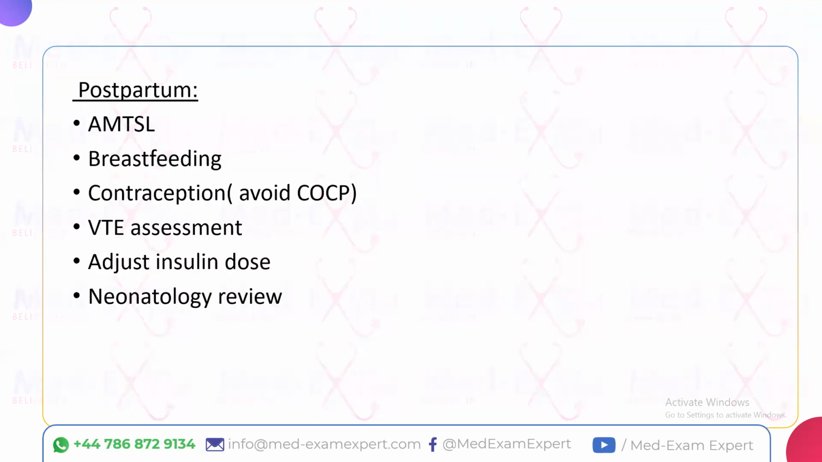And then comes the postpartum care. Once the baby is born, we'll give you an injection to prevent excessive bleeding. We encourage you to breastfeed the baby. We advise you to use suitable contraception, but avoiding the combined pill. We'll assess you for the need for blood thinners. We'll again adjust the dose of insulin for you, and the baby will be seen by the baby doctor.